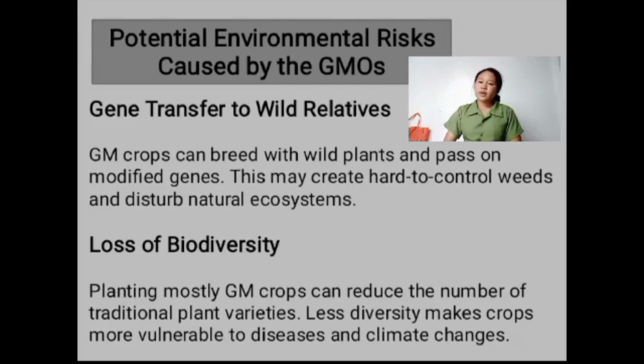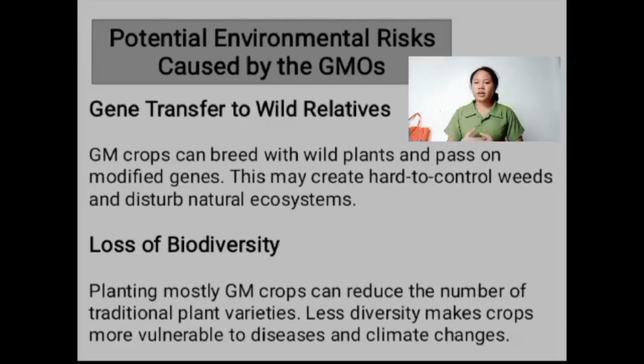Some genetically modified crops can cross-pollinate with wild plants growing nearby. When this happens, the modified genes, like resistance to herbicides, can spread to wild species. If wild plants gain these traits, they may become harder to control, creating superweeds. This can disturb the natural balance of plant life in that area and make farming more difficult.